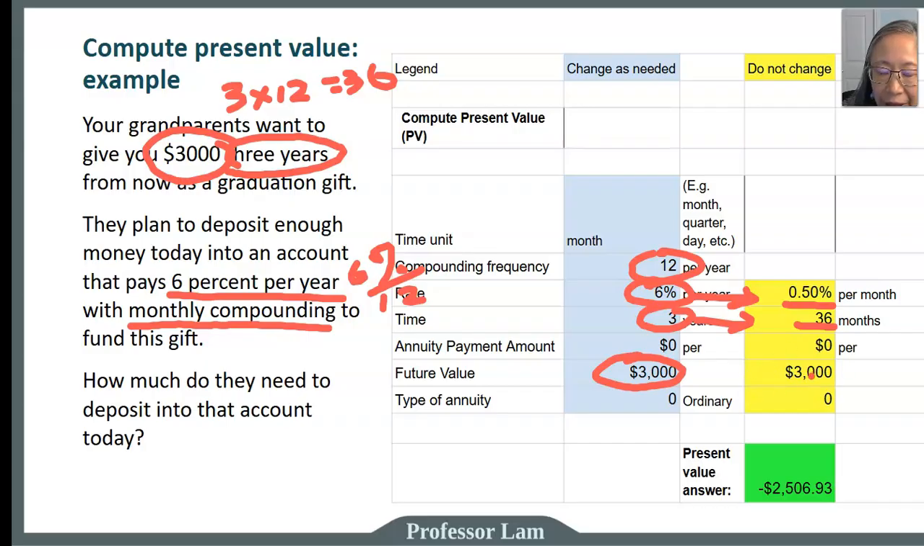Future value is $3,000, that is unchanged. So this template, when you enter the compounding frequency, the template automatically makes the adjustment for you. Go ahead and pause the video and enter this value into your own template and give it a try.